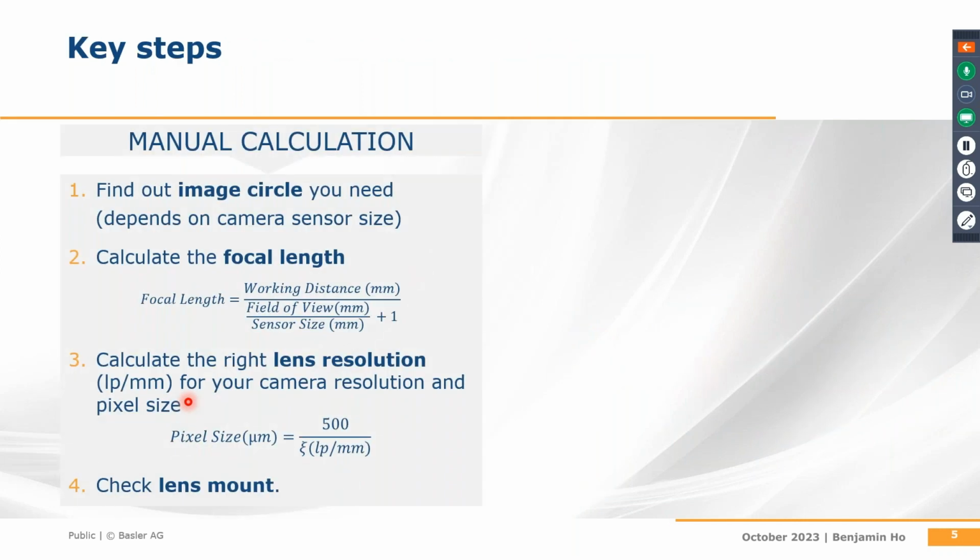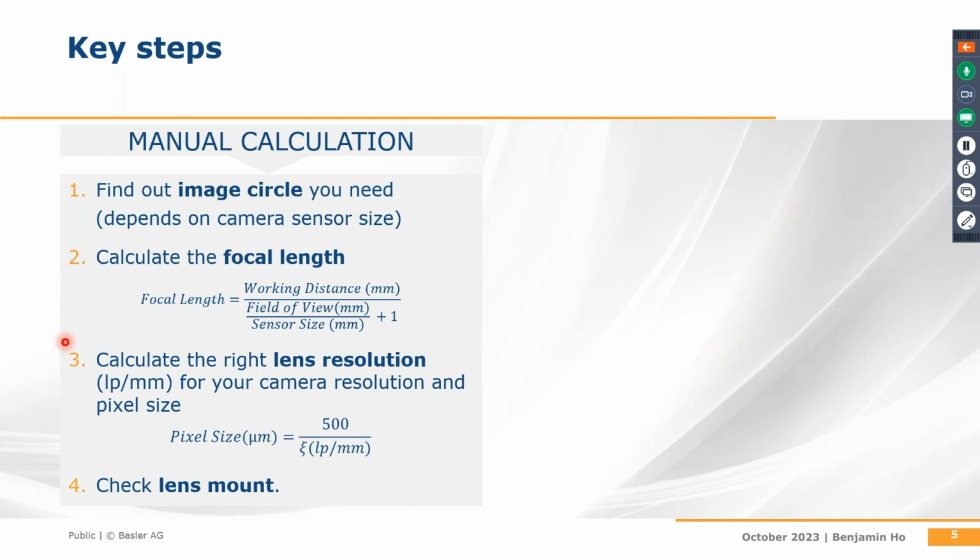Here are the key steps for lens selection. Basic lens selection can be done by following 4 steps manually. First, find out the image circle you need. The rule of thumb is the image circle must be bigger than or equal to the sensor size. Second, calculate the focal length based on the formula below. Focal length equals working distance divided by magnification plus 1.